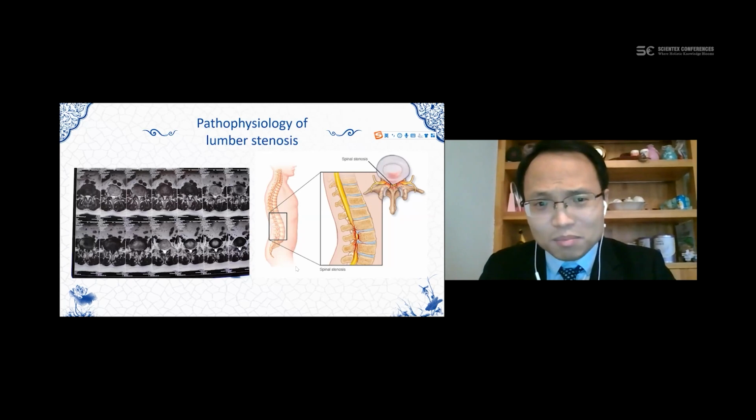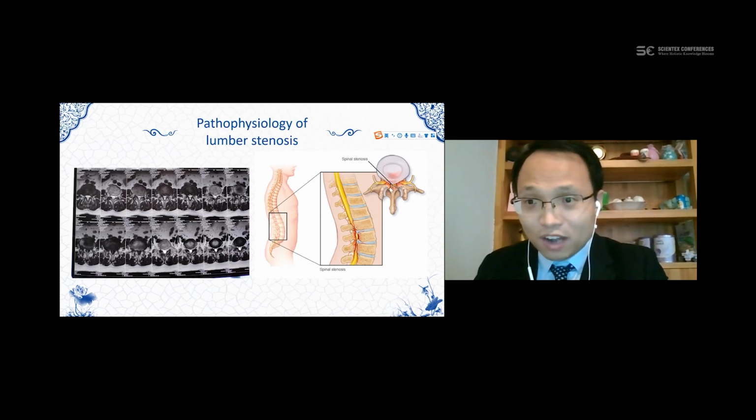Lumbar stenosis is caused by multiple structural reasons, mainly degenerative changes. It's caused by the bulging of the disc from the anterior part, the thickening and wrinkling of the ligamentum flavum in the posterior, and the enlargement of the facet joints on the lateral. So lumbar stenosis is caused by the surrounding structures.